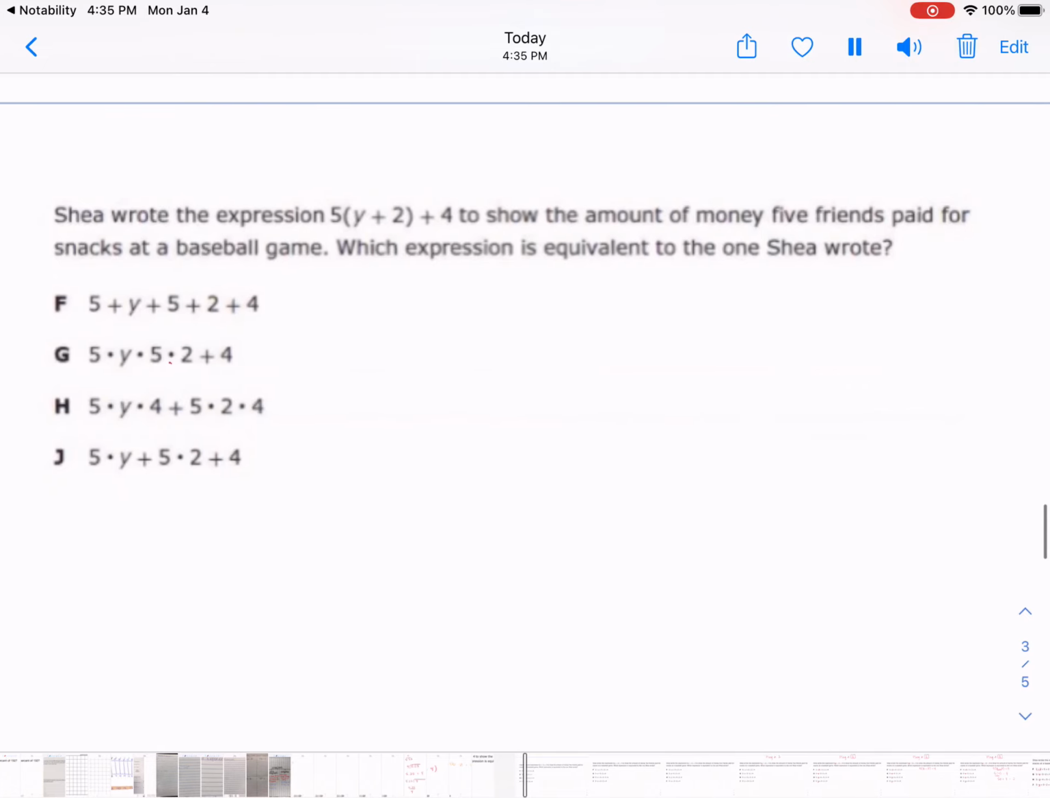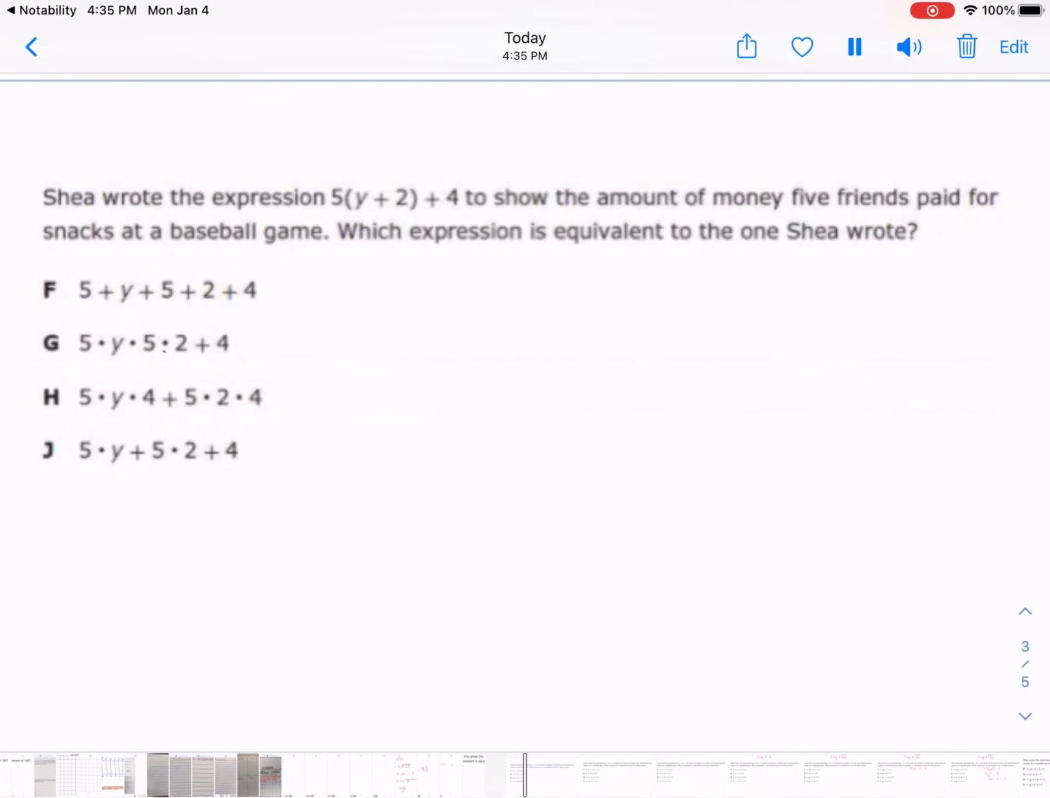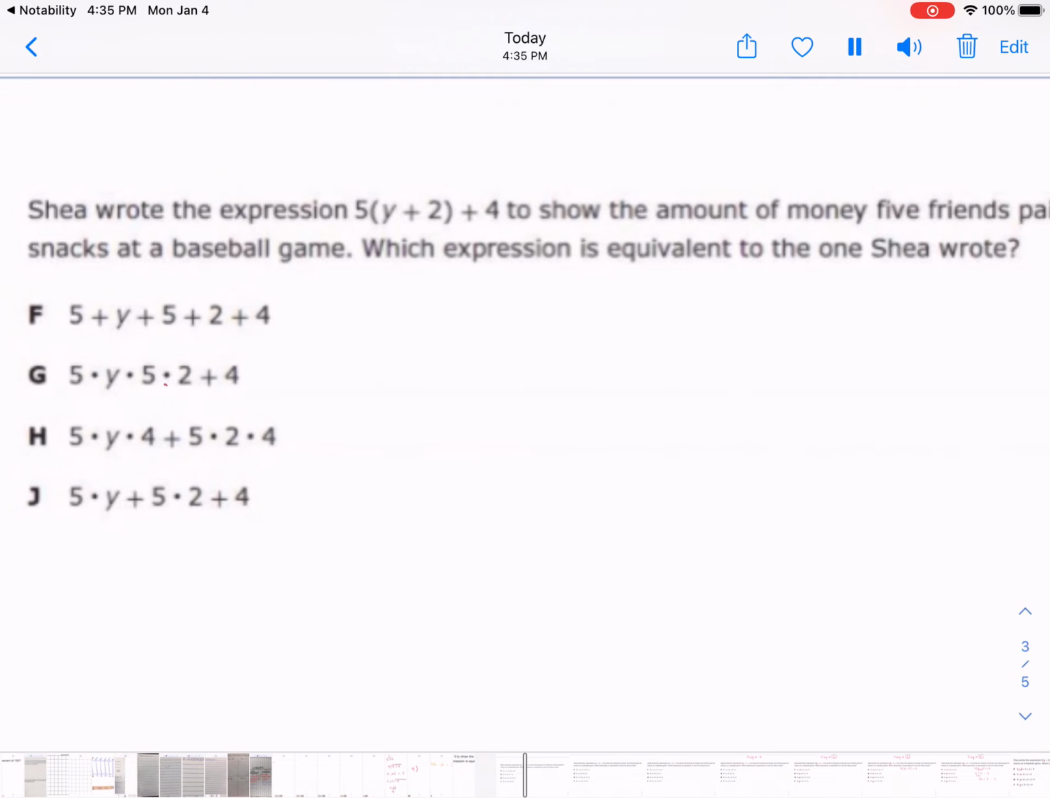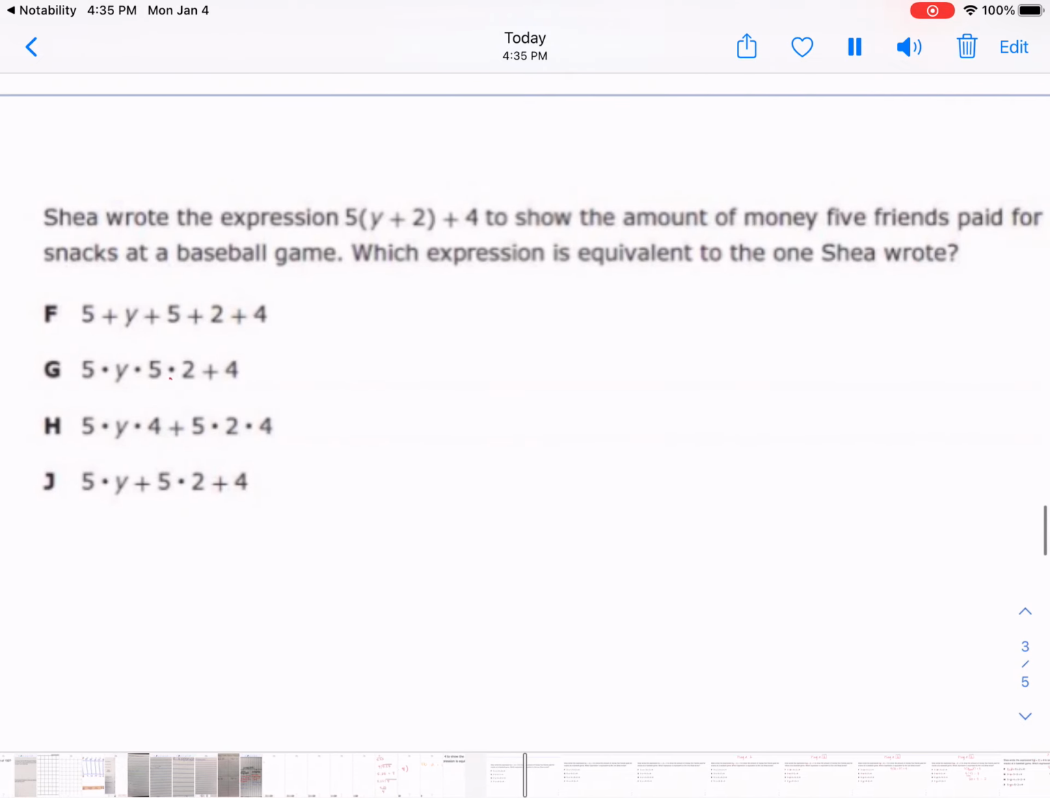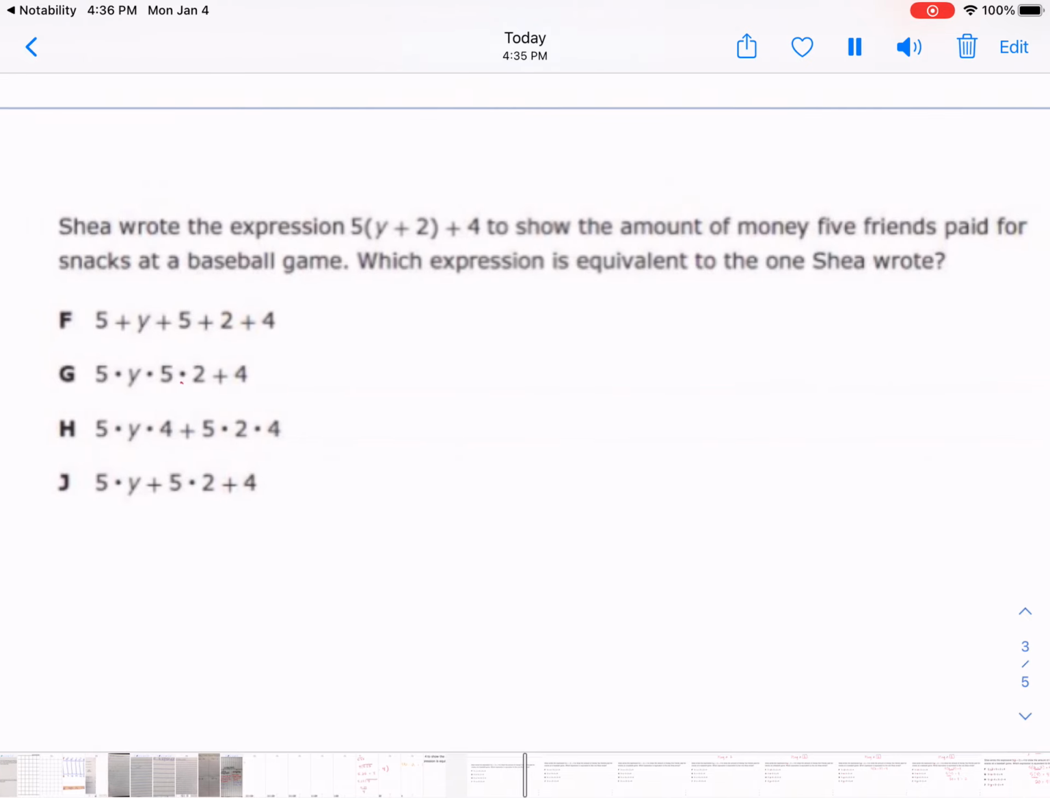a strategy to help determine if expressions are equivalent or not. Now, looking at my problem right here, it says Shay wrote the expression 5 times (y plus 2) plus 4 to show the amount of money 5 friends paid for snacks at a baseball game. Which expression is equivalent to the one that Shay wrote?